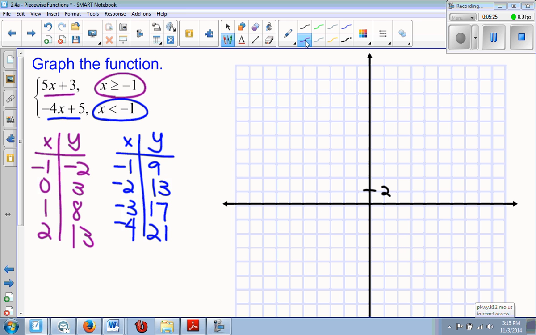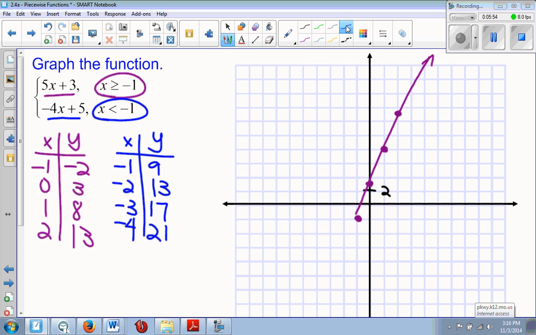-1, 2. -2, excuse me, should be down here. 0, 3 is going to be here. 1, 8, and then 2, 13. And this is for values bigger than -1. So as I connect my dots, I'm going to make sure and show that my graph continues to go beyond those to the right, not the left.